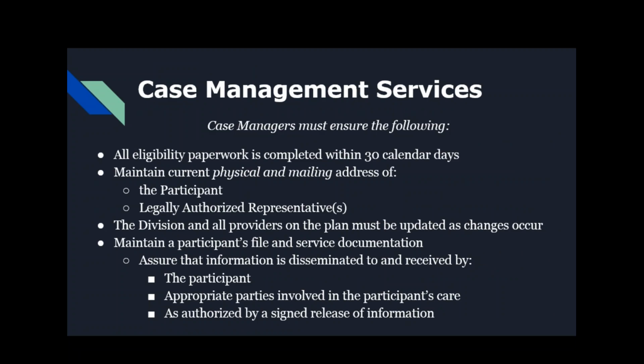Continuing on with case management services, all eligibility paperwork is completed within 30 calendar days. This is what the case managers must ensure. They must also maintain current physical and mailing address of the participant and the legally authorized representative or representatives. The division and all providers on the plan must be updated as changes occur, and they must maintain a participant's file and service documentation that assures that information is disseminated to and received by the participant and appropriate parties involved in the participant's care, as authorized by a signed release of information. All eligibility paperwork includes initial application, medical eligibility, which is for the ABI waiver only, the ICAP, psychological, the LT-104, and financial eligibility.